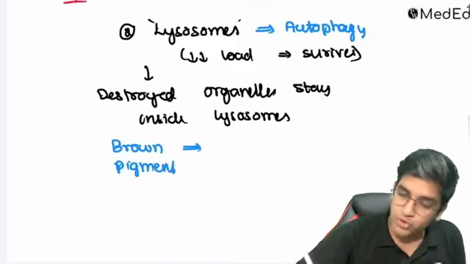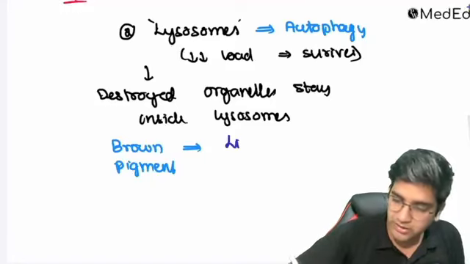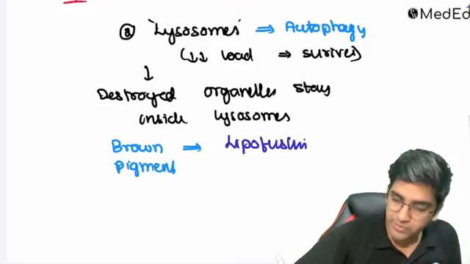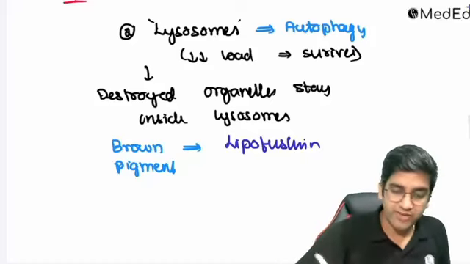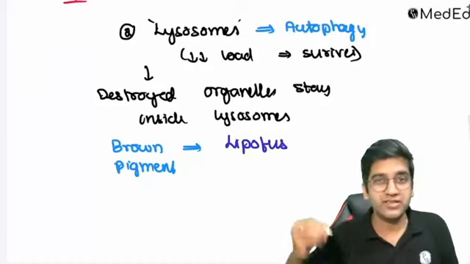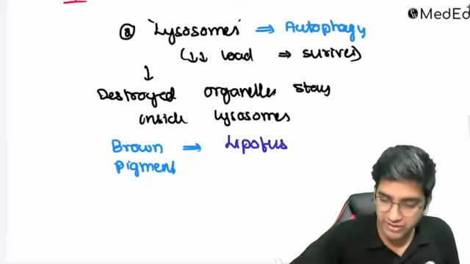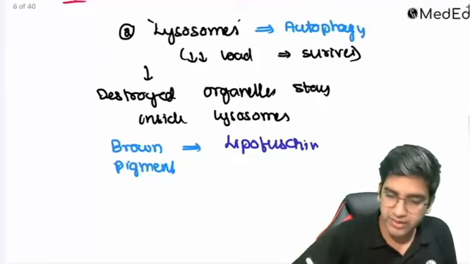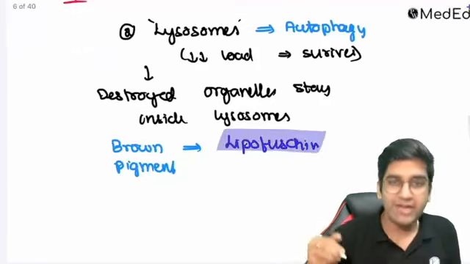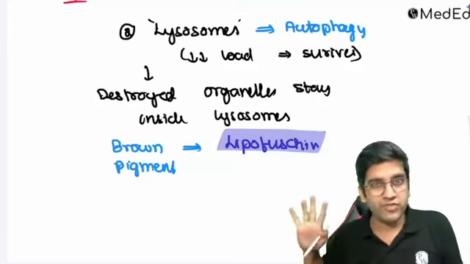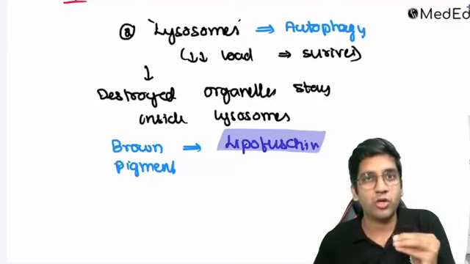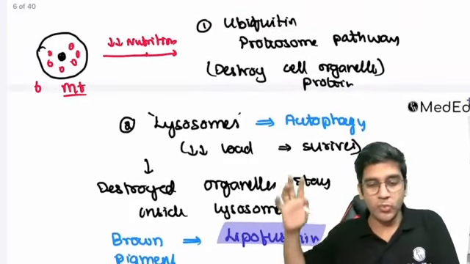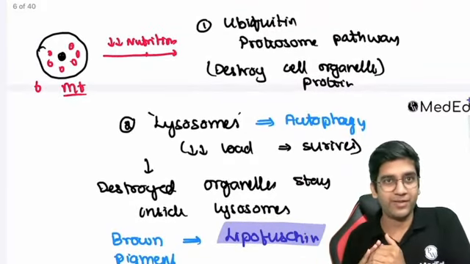I'm sure you must have heard about this pigment called lipofuscin. Lipofuscin pigment is nothing but a wear and tear pigment. It's seen in old age, and it's seen in cell injury. As simple as that. Lipofuscin is nothing but the cell organelles destroyed by the lysosome, which I'm not able to throw outside. So these are the two ways by which reversible cell damage happens.